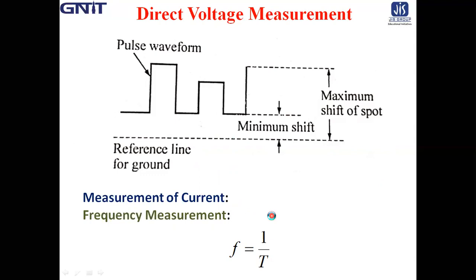To measure the frequency, the signal for which frequency is to be measured is applied to the vertical input. The number of divisions occupied by one complete cycle of the waveform is measured. The number of divisions multiplied by the time base setting in seconds is equal to the time period of one cycle. The frequency of the waveform is the inverse of the time period T, which is f equal to 1 by T.